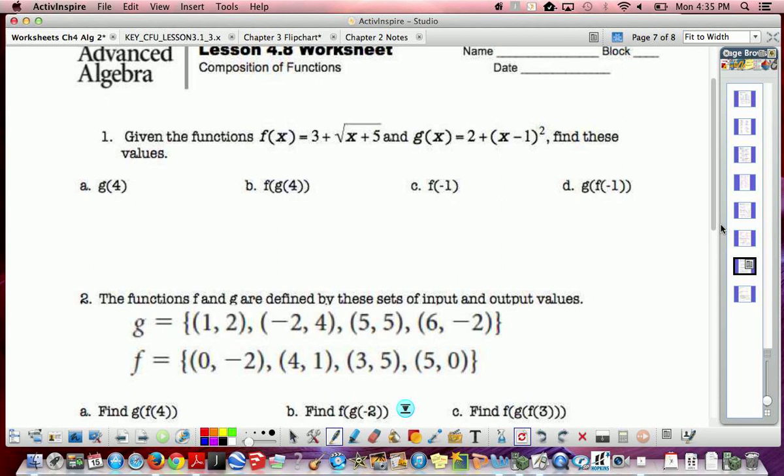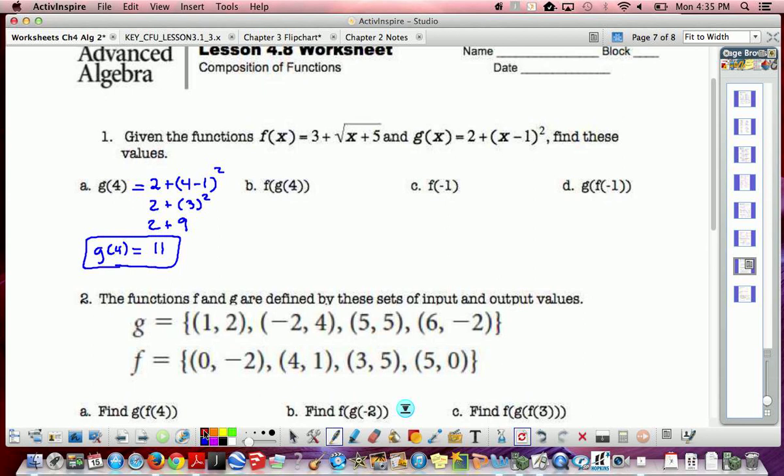Find these values. So to find g of 4, I'm just plugging that straight into our equation. So I'm going to go 2 plus 4 minus 1 quantity squared. Well, 4 minus 1 we know is 3. 3 quantity squared is 9. 2 plus 9 is 11. So g of 4 is equal to 11.